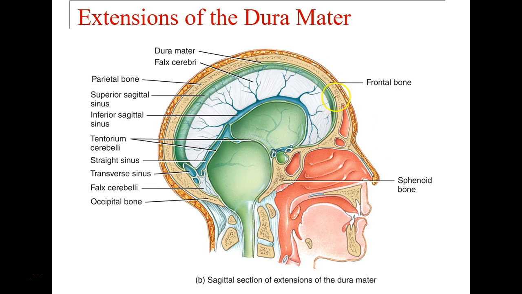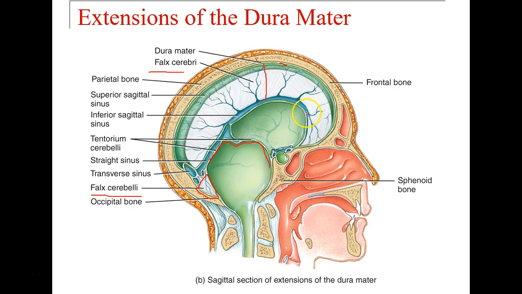Okay, extensions of the dura mater, we're going to have 3 major ones. We have the falx cerebri. This will extend from the central portion of the brain and divide the brain into left and right hemispheres, moving towards the center of the brain. Then we have the tentorium cerebelli, seen here. This is a tent-like structure over the cerebellum. Okay, and then the falx cerebelli will divide the 2 hemispheres of the cerebellum.